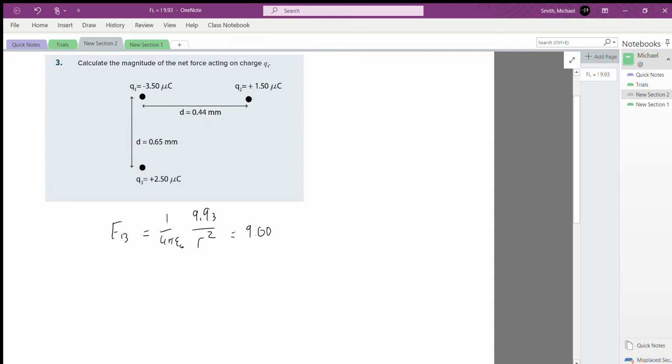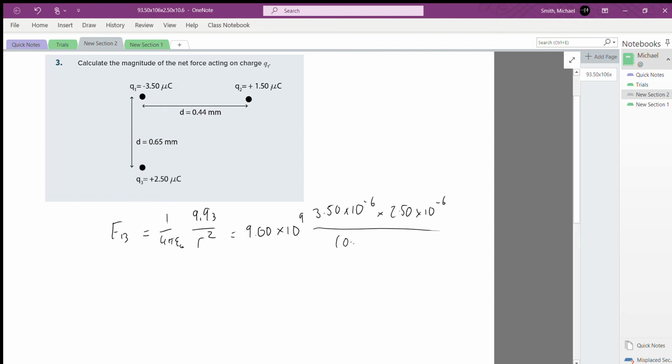which is 9 times 10 to the power of 9. Our Q1 is 3.5 times 10 to the power of minus 6. We don't need to include the positive or negative in our calculations. It's better to understand the nature of the forces rather than trying to remember pluses or minuses here. We know that since it's a plus and a minus, it's going to be an attractive force, multiplied by Q3, which is 2.5 times 10 to the power of minus 6 here, remembering that micro means 10 to the power of minus 6, and they're separated by 0.65 millimeters.